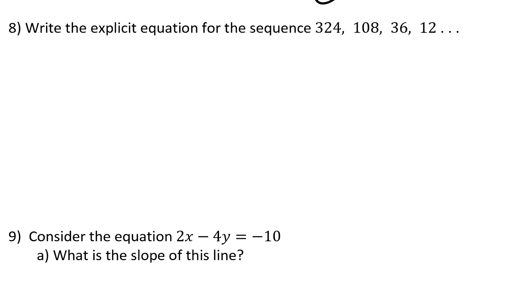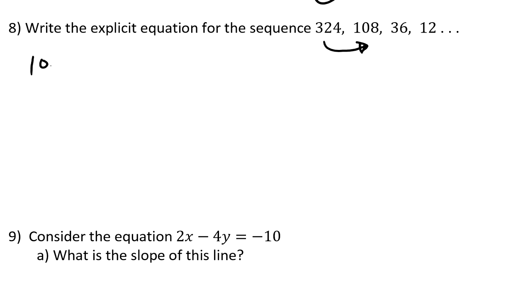Write the explicit equation for the sequence that starts at 324 and then goes to 108, then 36, then 12. Well, I did a little bit of arithmetic with a calculator, to be honest, and I found out that as I move from 324 to 108, what I'm doing is dividing by 3.